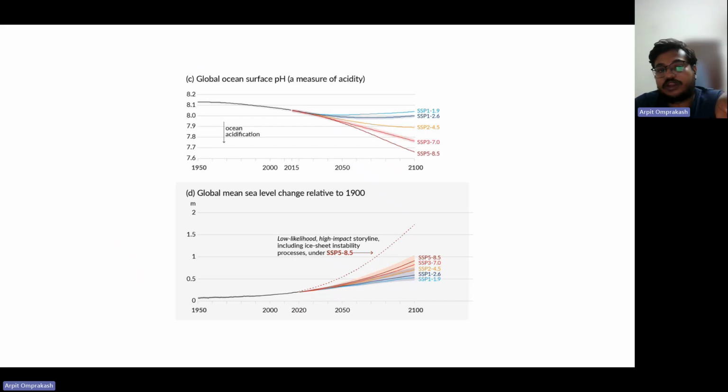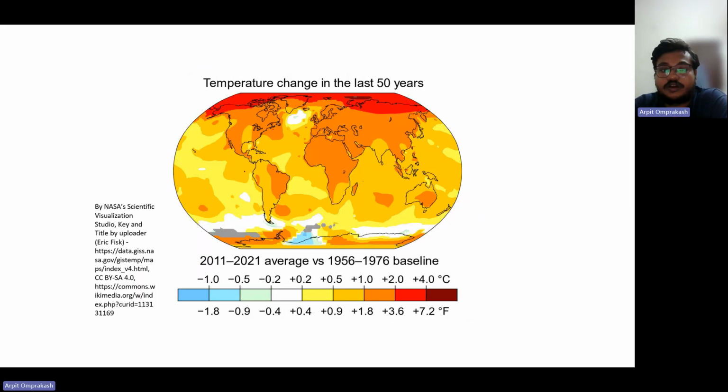Right. Similarly, they show that for ocean acidification, which is decreasing the pH of the ocean and making it more acidic, how that will also progress. Then in the next one, we are seeing the global mean sea level, right? How it is changing. Then we have other graphs which show us how the temperature has changed in the last 50 years.